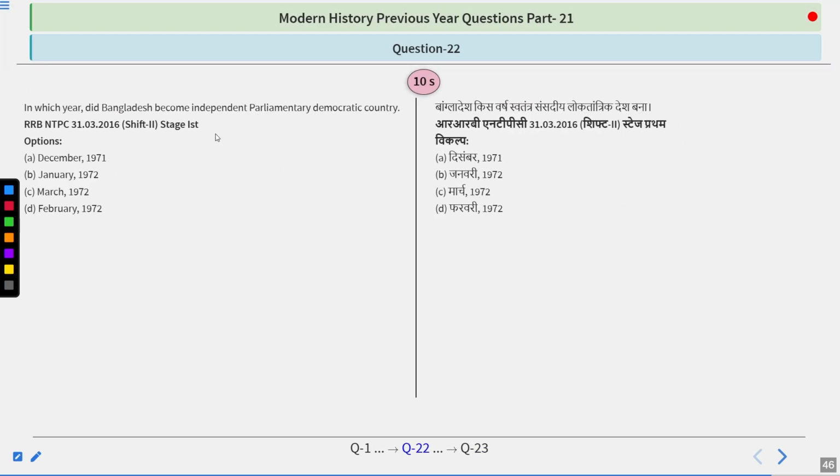In which year did Bangladesh become independent parliamentary democratic country? Options are December 1971, January 1972, March 1972, or February 1972. Try to think about it.